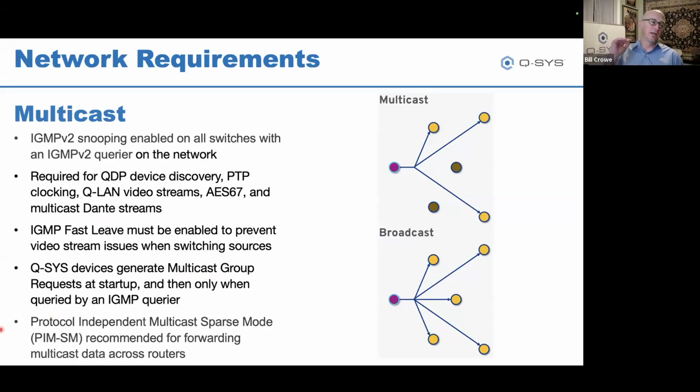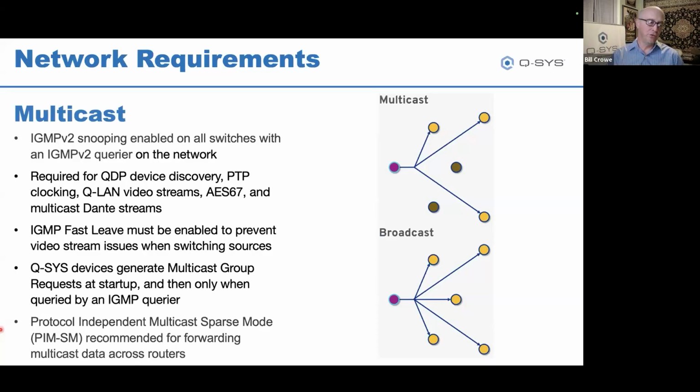In addition to that, we also highly recommend IGMP fast leave, in particular if you're doing any kind of video streams on the network. What IGMP fast leave addresses is this: if you have a video decoder that has already requested a video stream, and then you want to change that route, meaning you want that decoder to receive a stream from a different encoder, without fast leave enabled that decoder could receive not only the original stream but also the new stream, and those two would overlap and both be sent to that destination for a brief amount of time.